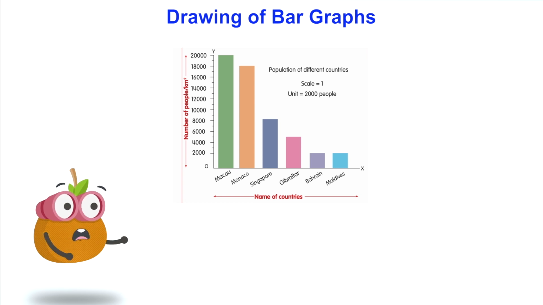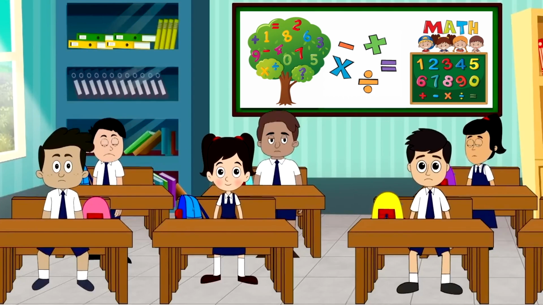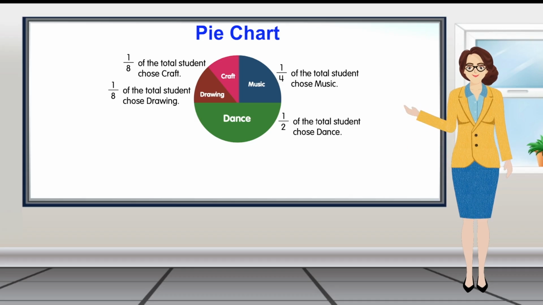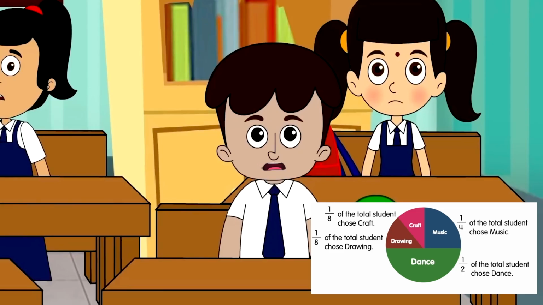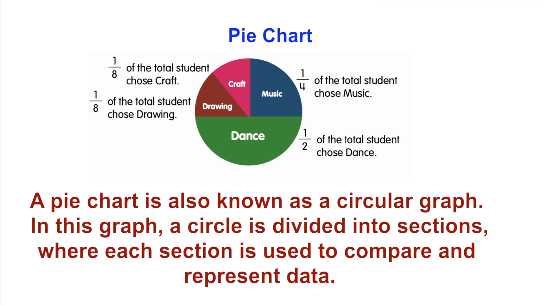Amazing! I understood it well. Pie chart. Students, look at the given pie chart that represents the number of students in class 4 who chose different activities. How can we know the number of students from this pie chart? A pie chart is also known as a circular graph. In this graph, a circle is divided into sections, where each section is used to compare and represent data.